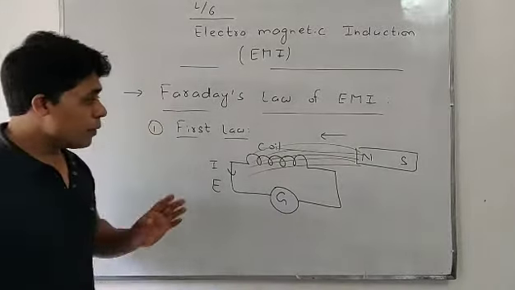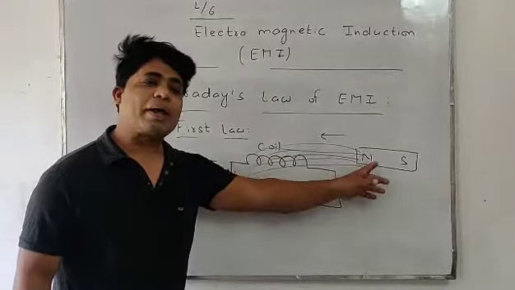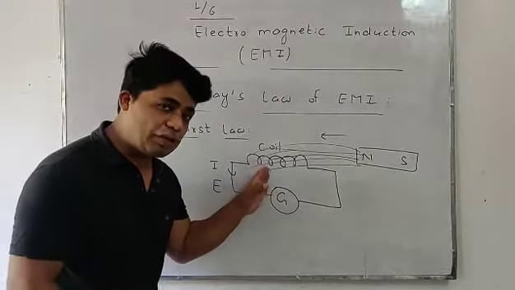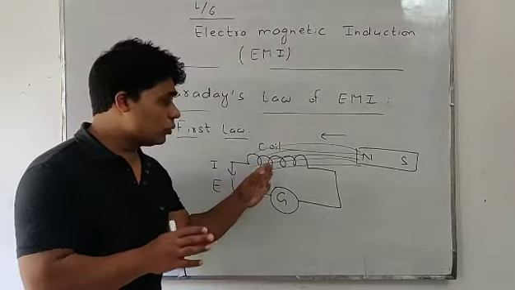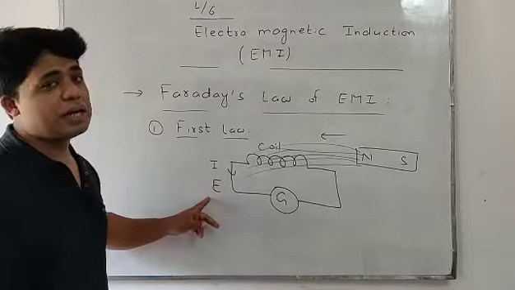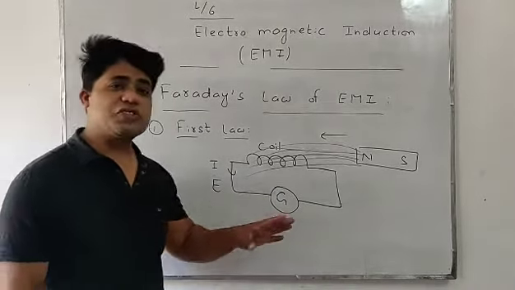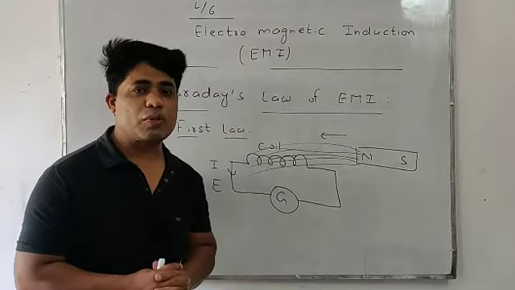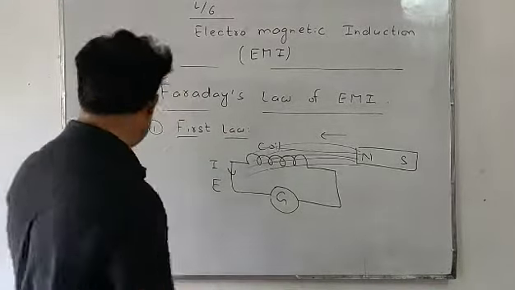Look, I'm going to repeat. Whenever we bring a bar magnet close to the coil, in that condition, the passing flux linked with this coil changes. As a result, it produces current and EMF. Such a phenomenon is said to be electromagnetic induction, and this is Faraday's first law. Now students, we will discuss Faraday's second law.